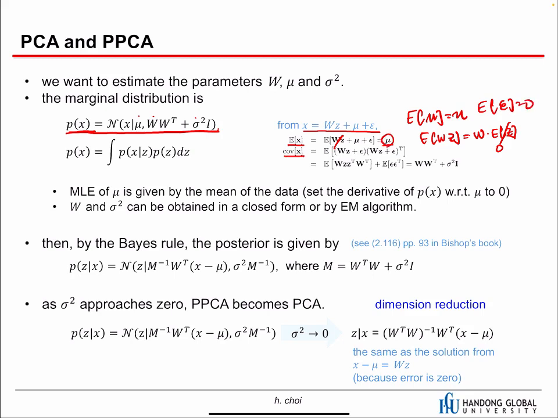Likewise, if we calculate the covariance of x, then simply we can get this. That's why we have mu here and the covariance matrix here. And actually this one is the integral of these two products.